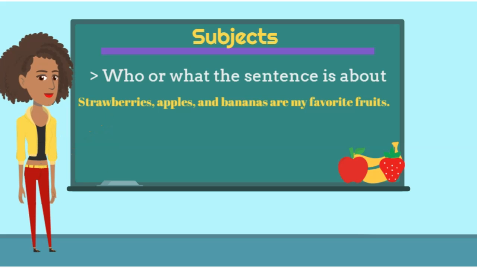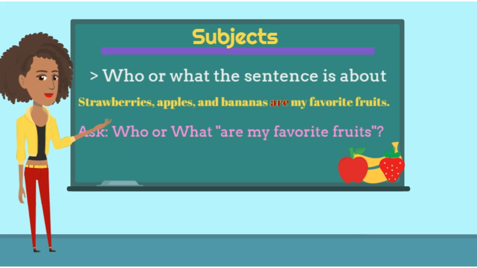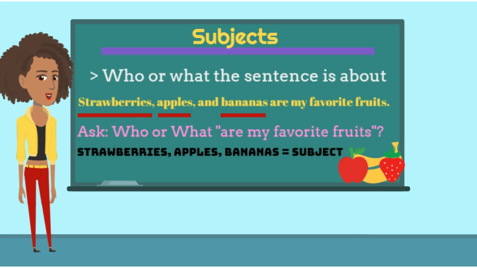So now we have the sentence here. It says, strawberries, apples, and bananas are my favorite fruits. So in this case, are is the verb, and then we ask who or what are my favorite fruits. And the answer are the words strawberries, apples, bananas. It's important to note that the word and is not part of the subject.